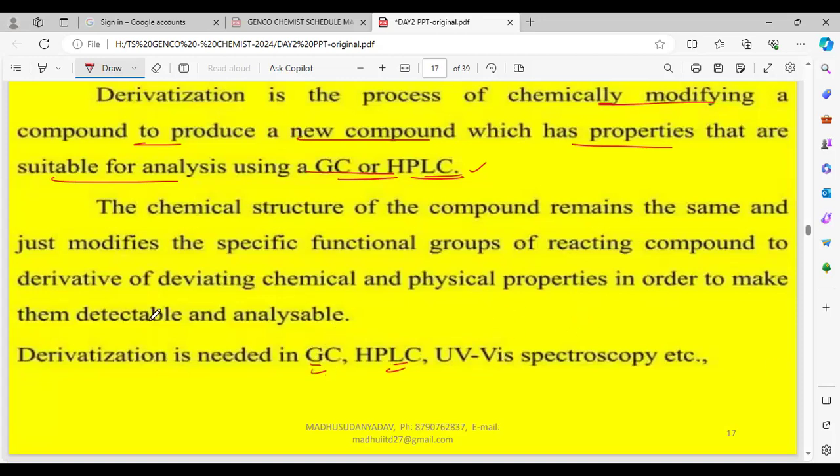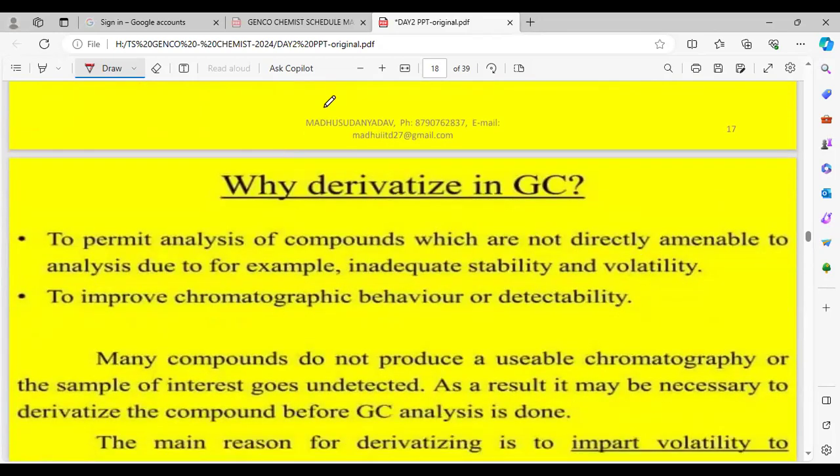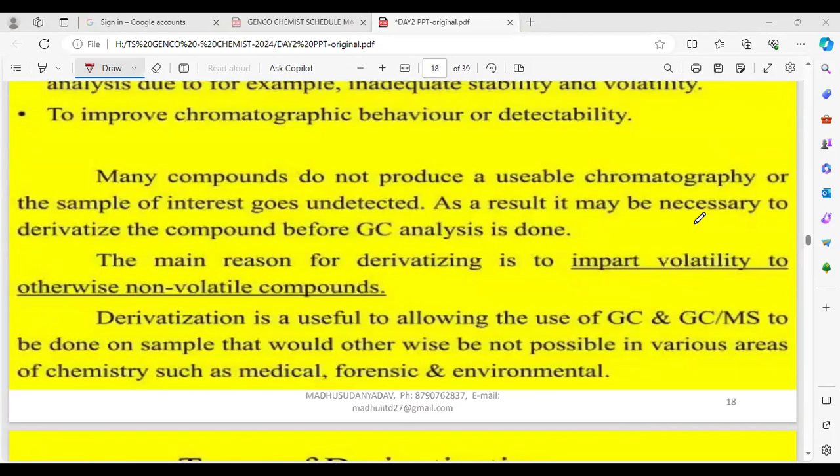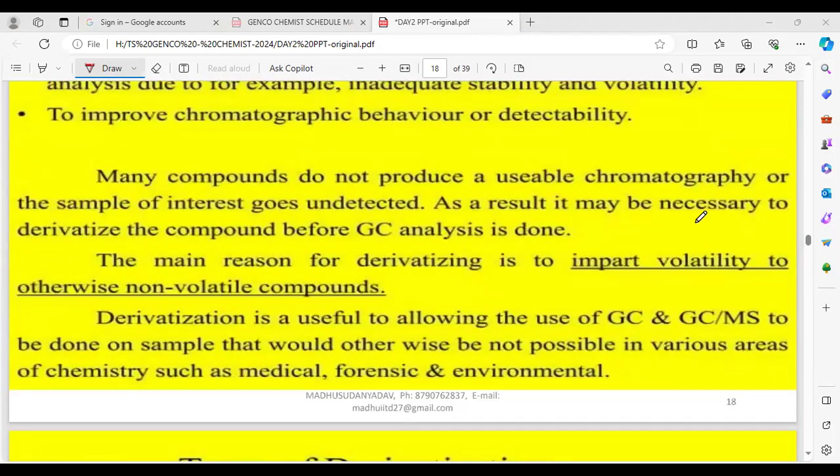Derivatization is one of the techniques of concentration of the samples. So GC, HPLC, UV, we do it in all of these. So why derivatize in GC? Why derivatizing GC? Already I told you, the same story is there, please go through that. Okay, there is nothing to explain in this slide. Same thing, impart volatility to non-volatile compounds, that's all.